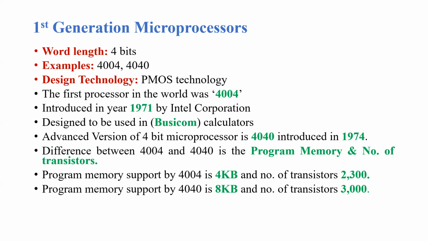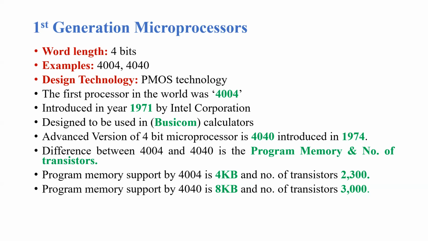The basic aim of designing the 4004 was that it was used in calculators. The calculator's name is Busicom. Basically, 4004 processors were designed to be used in Busicom calculators. Later, we started using processors as CPUs in our computers. The advanced version of the 4-bit microprocessor 4004 is the 4040. It was introduced in 1974 by Intel.